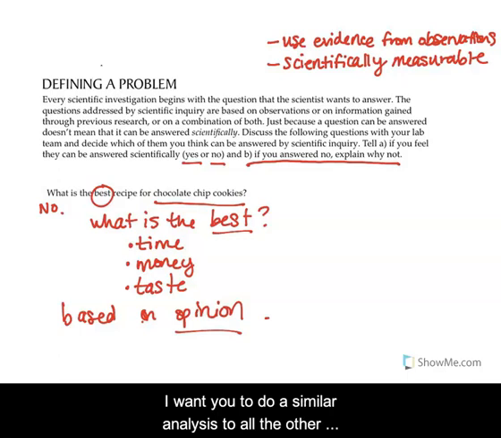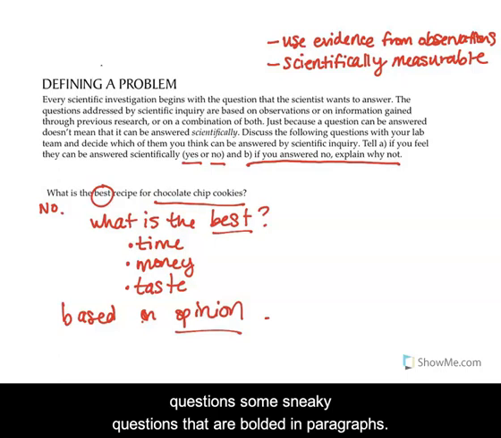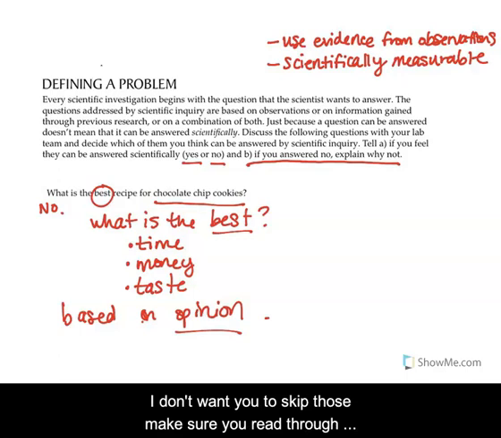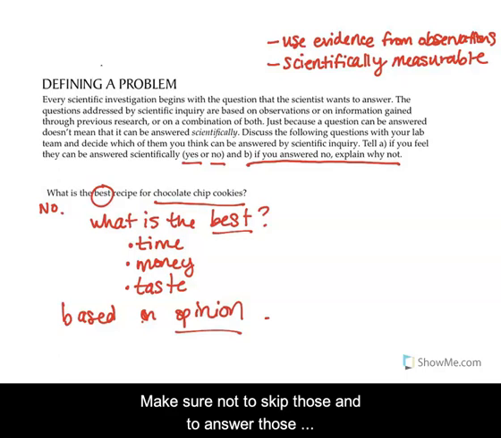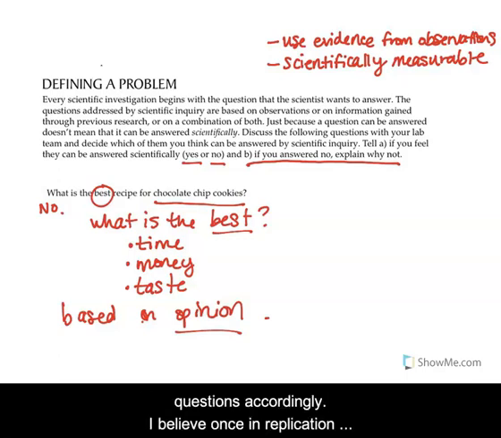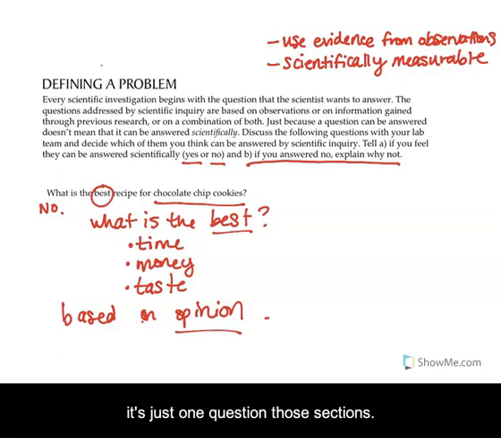I want you to do a similar analysis to all the other problems in that set. Before I go on to another section, I do want to point out that in your lab, you have some sneaky questions that are bolded in paragraphs. I don't want you to skip those. Make sure you read through the entire lab, because sometimes I just give you one question in that section. It's not multiple questions like you see in defining a problem. Make sure not to skip those and to answer those questions accordingly. I believe one's in the replication section and one is in the standardized variable section. Don't skip those. They're bolded, and it's just one question in those sections.